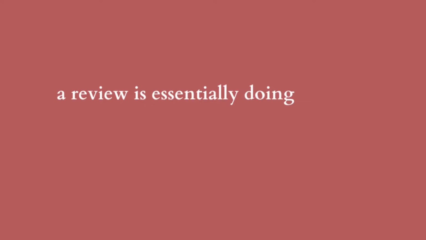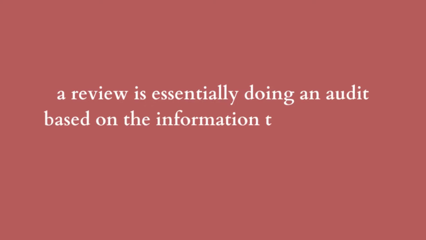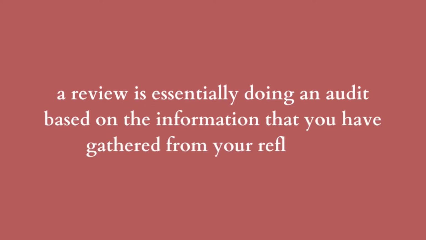Now that's the reflection part, and now let us move on to the second R, which stands for review. So a review is essentially doing an audit based on the information that you gathered from your reflection part. Now that you've looked back on your January, February and March, you have a set of data and some information on how things have passed. And in the review part, we're going to look at what is working and what is not working. And we're just going to do an analysis of all the data that we have in hand.